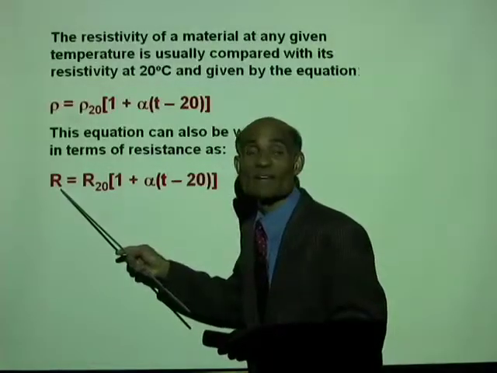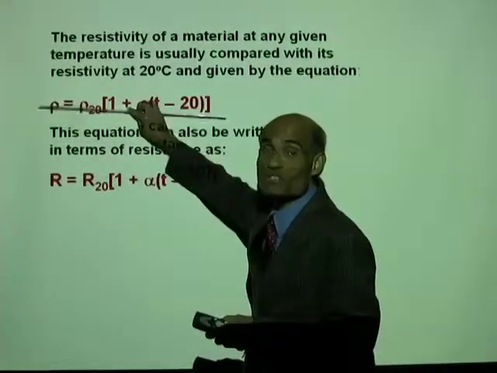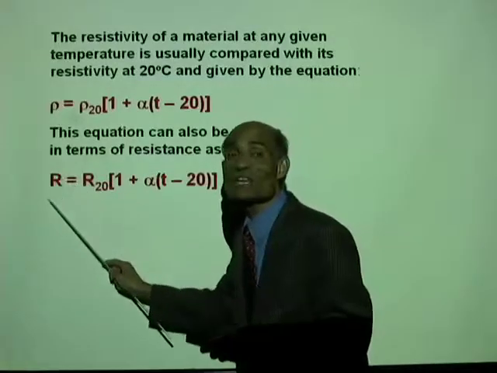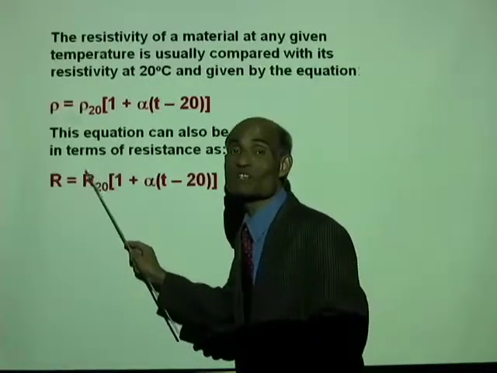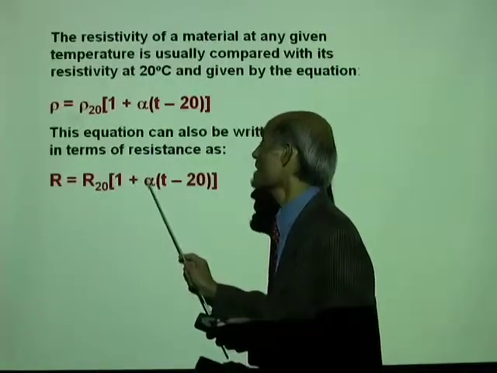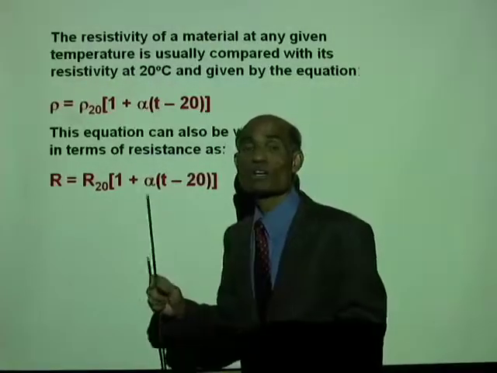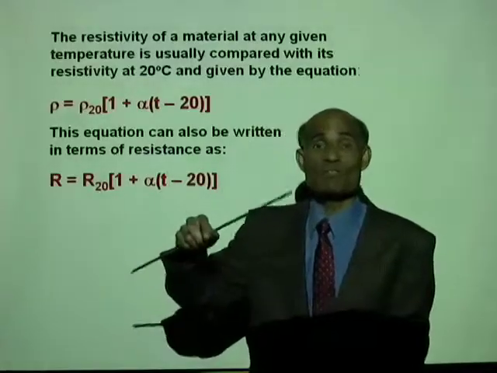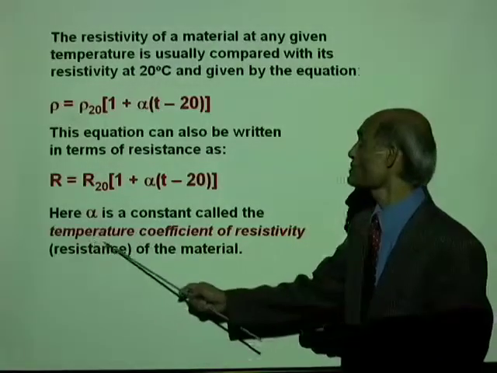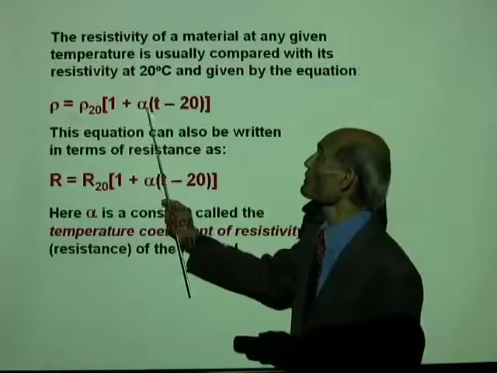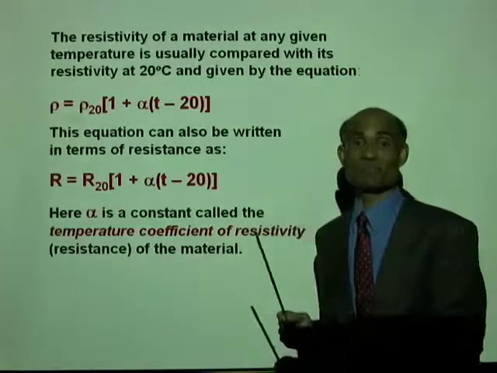A similar equation can be written for resistance. Resistance at any given temperature, R, is R20, meaning resistance at 20 degrees Celsius, times 1 plus alpha times T minus 20, where alpha is called the temperature coefficient of resistance. Here, alpha is a constant called the temperature coefficient of resistivity or temperature coefficient of resistance.